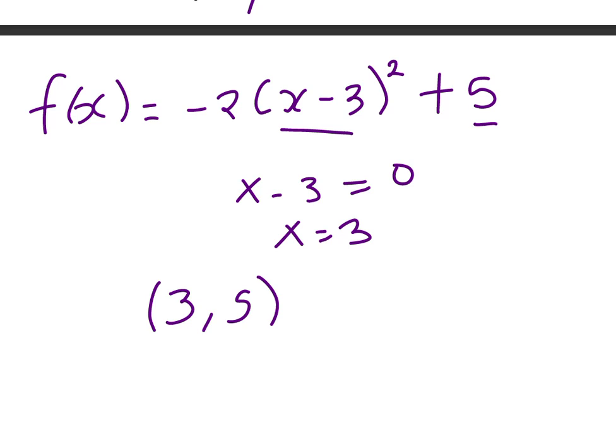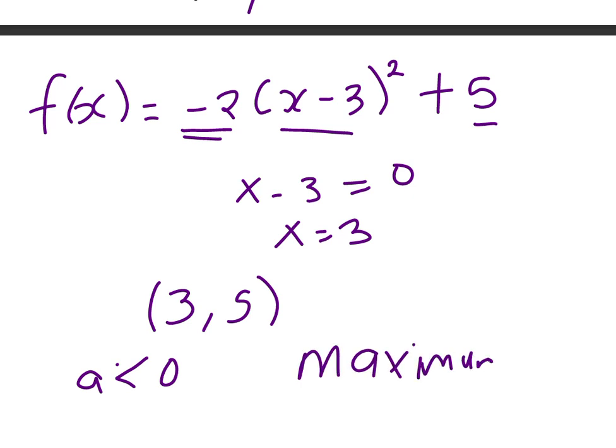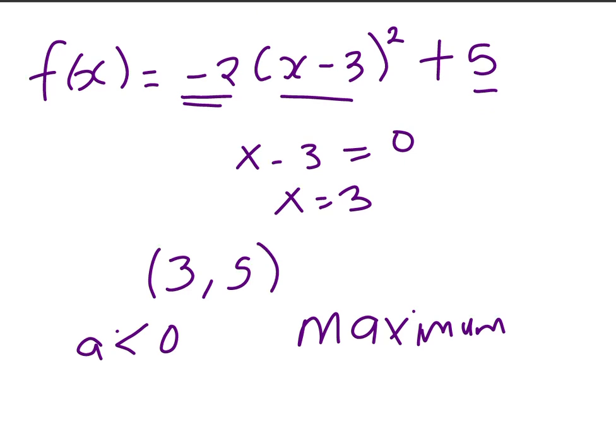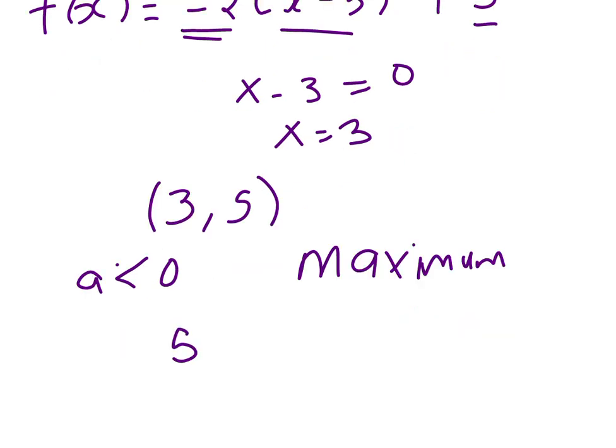Now to determine whether it is a maximum or a minimum point, you look at the a value. So if the a is less than 0, then it's going to be a maximum point. In this case, this is going to be a maximum point, and the maximum value will be 5. So 5 is the maximum value.